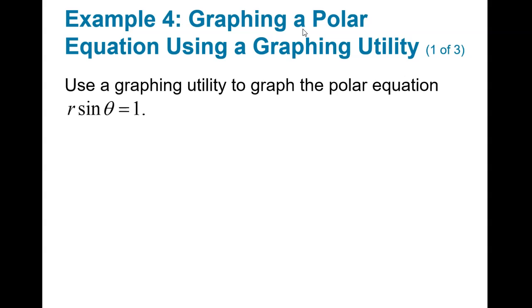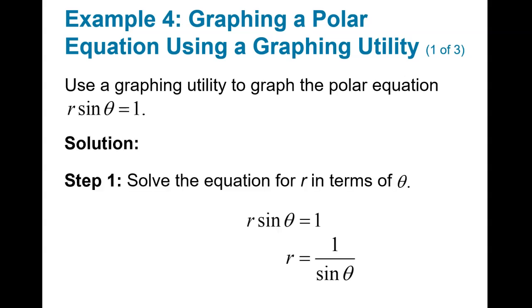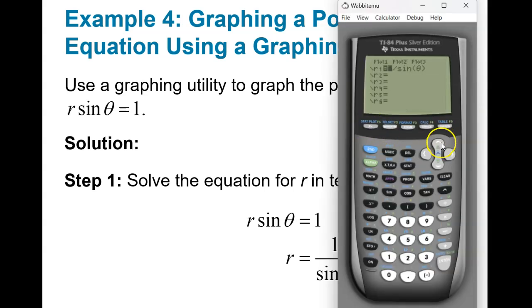So on an equation like that, r equals 1 over sine theta, I have to divide both sides by the sine function to get r isolated, which is going to be very similar to this one. It's just 1 over sine theta instead of 3. So we're going to have a horizontal line at 1 instead of a horizontal line at 3.